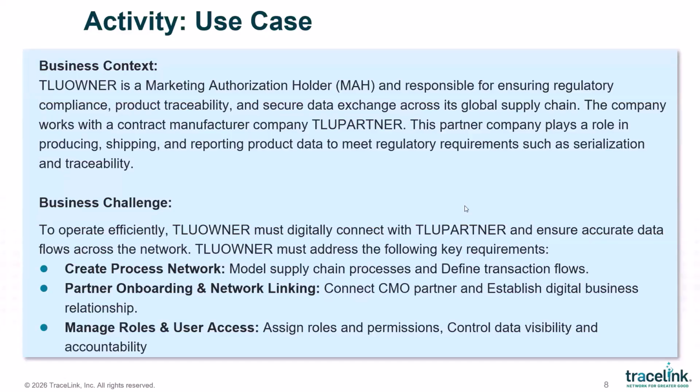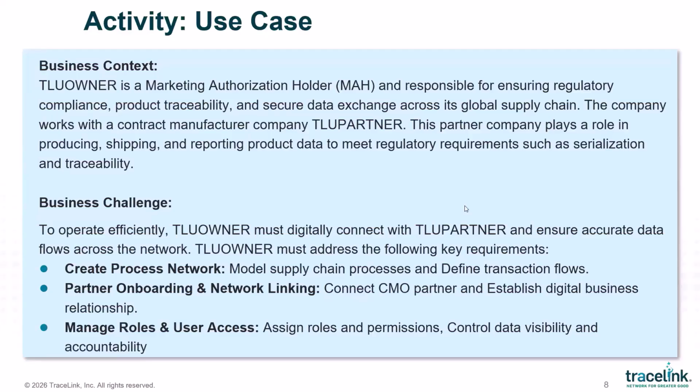TLU owner does not operate alone. The company works closely with a contract manufacturer partner called TLU partner. The TLU partner is responsible for producing products, shipping them, and reporting required product data. To meet regulatory requirements, both owner and partner must exchange accurate and timely information. To operate efficiently, owner must be digitally connected with its partner. It's not enough to simply exchange files or emails. The connection must be structured and secure. Accurate and timely data must flow between both companies across the network.